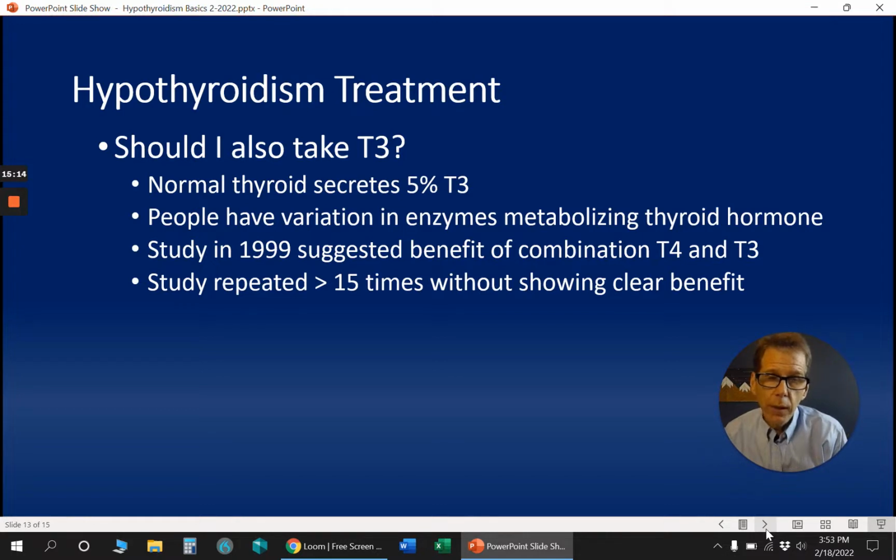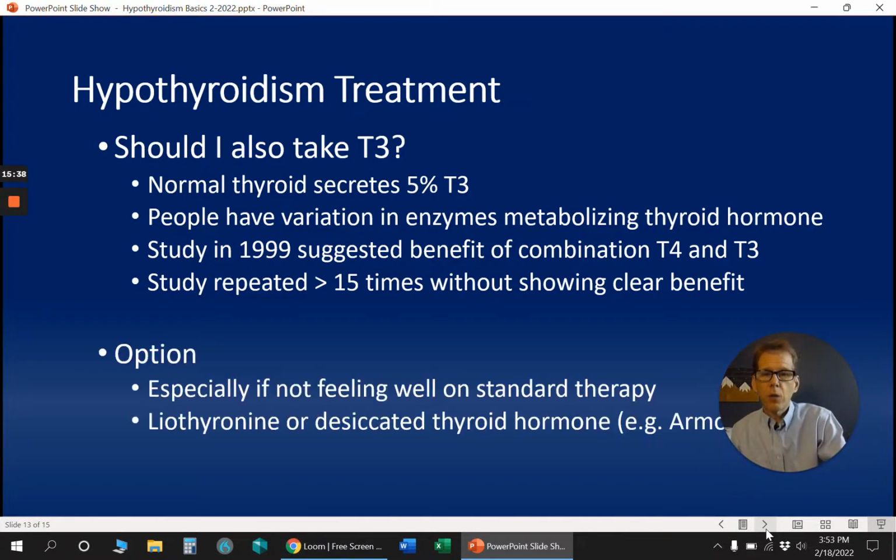Now, that study's been repeated more than 15 times, and nobody really ever duplicated those original results. And so what I would tell you is the combination therapy is not clearly better than standard therapy. It's also not clearly worse than standard therapy. It's just different. In those studies, there does seem to be a subset of people for whom the combination seemed to work better. People preferred that combination, even when they didn't know what they were getting, over the standard T4 therapy.